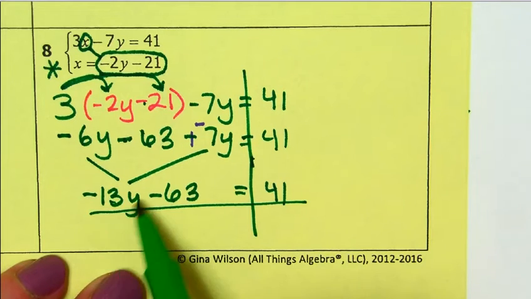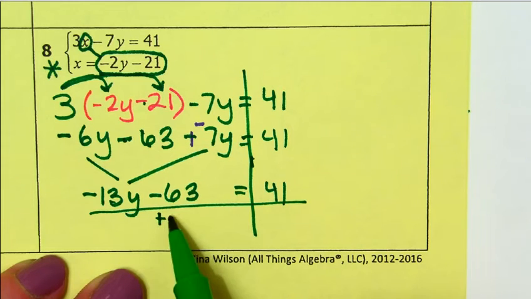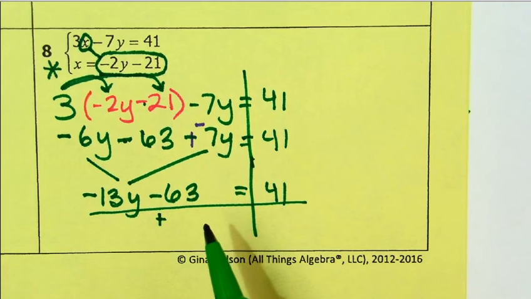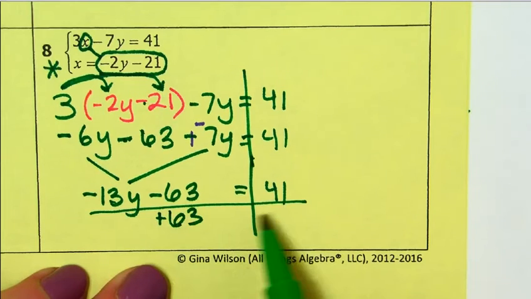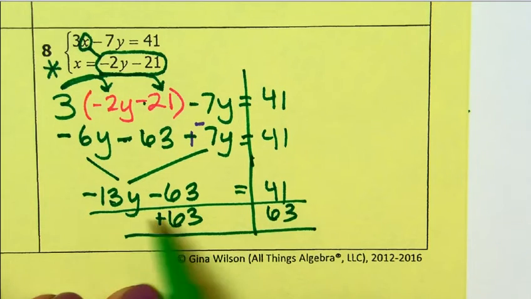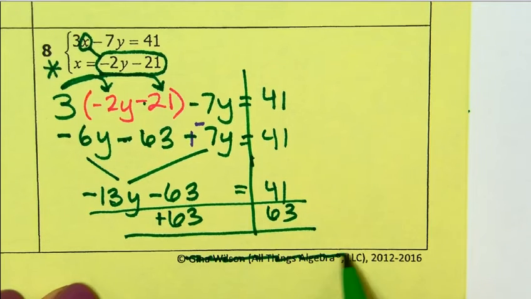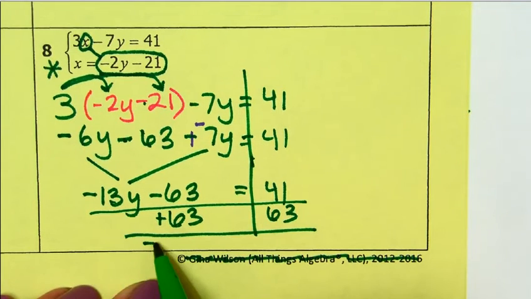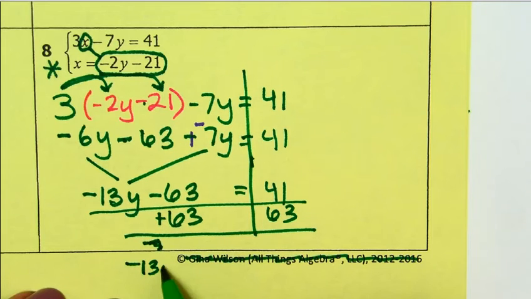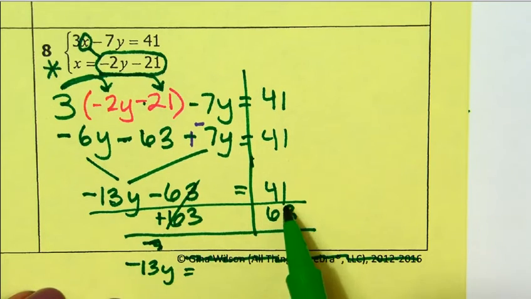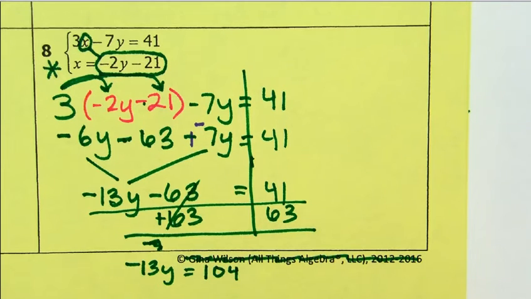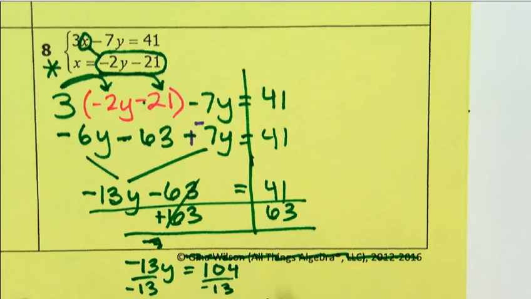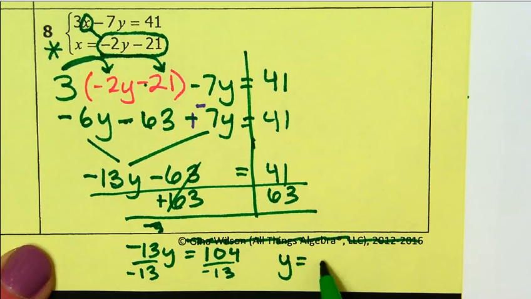And I already have my y's on the left-hand side. So I'm going to get my constant over onto the other side. Sorry, I don't know why I drew that other line there. So we get negative 13y on the left equals 104. When I divide each side by negative 13, I get y equals negative 8.